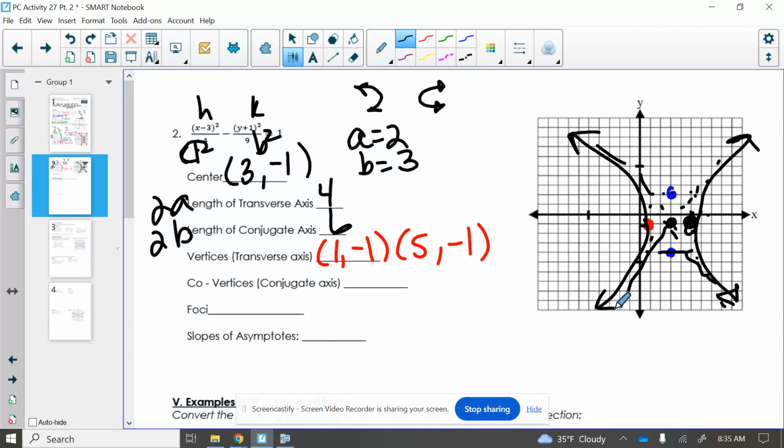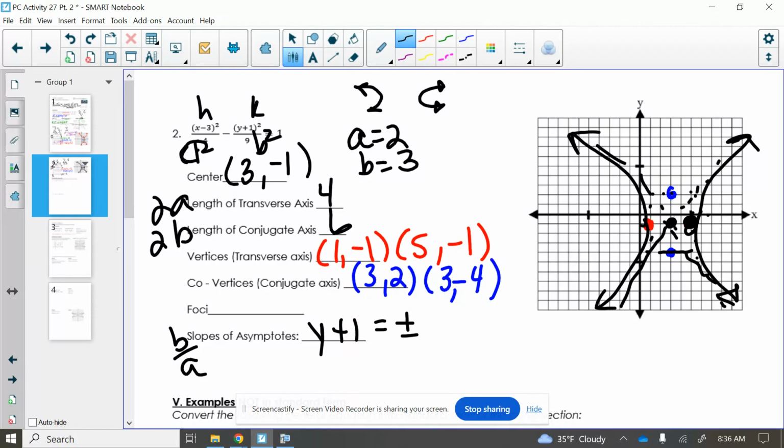So in this case, those co-vertices, again, were up and down. They were at 3, 2 and 3, -4. And then the slopes of those asymptotes: y minus our k value equals plus or minus b over a this time. So 3 over 2, times x minus h.